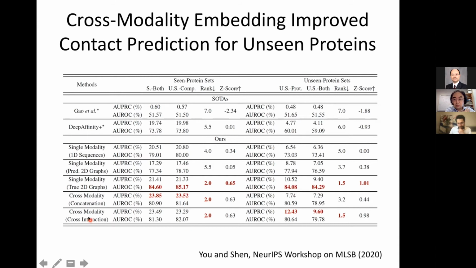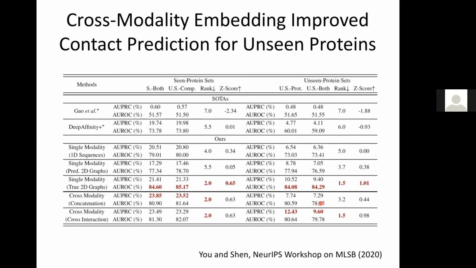Here we combined just the 1D sequence and the sequence-predicted 2D graphs. They are actually comparable, and even work better than the true 2D graphs for unseen proteins. I think these are very interesting results.